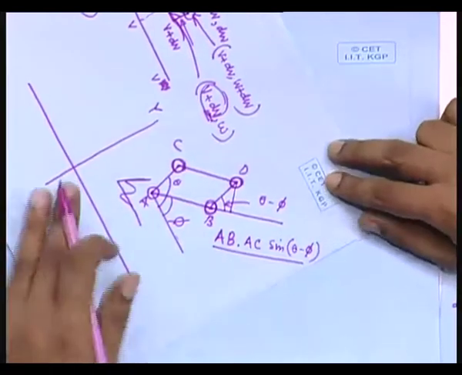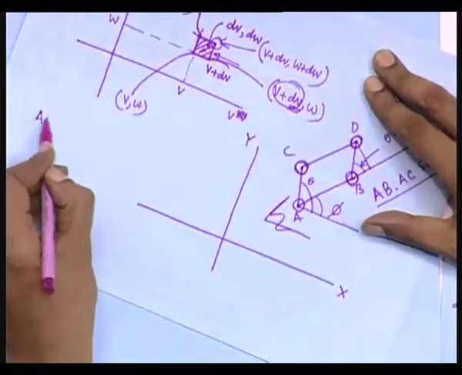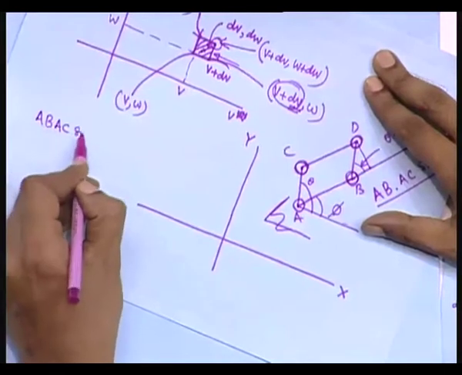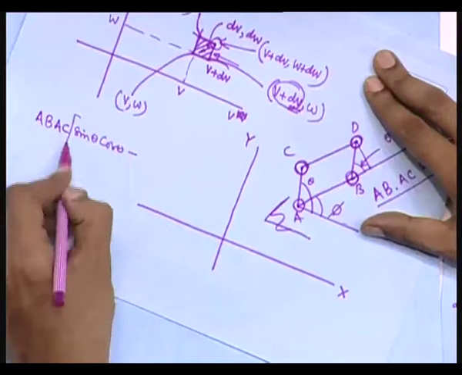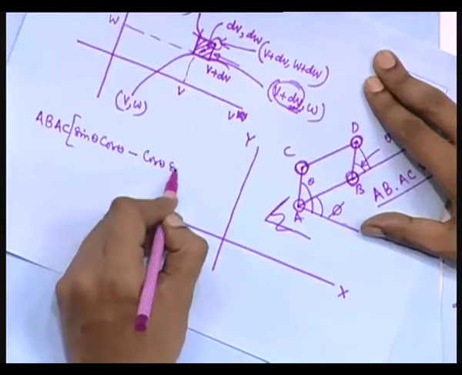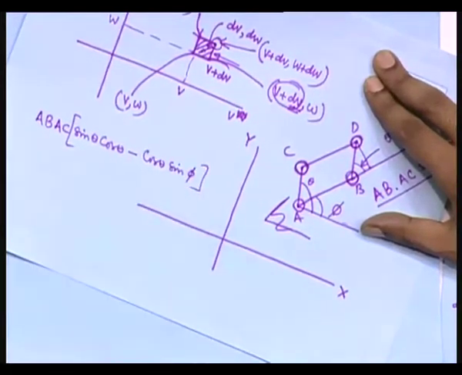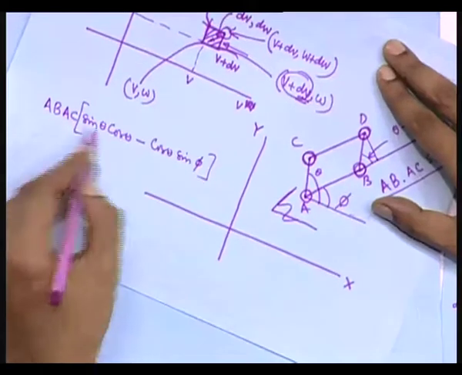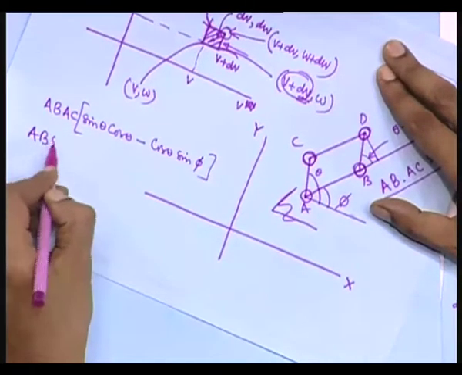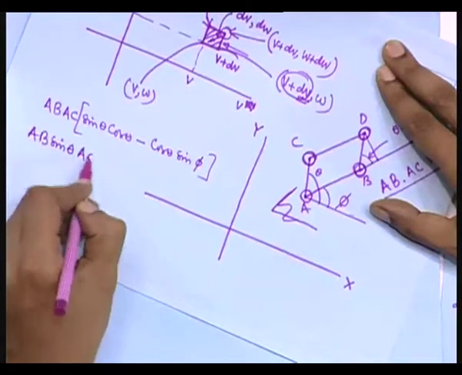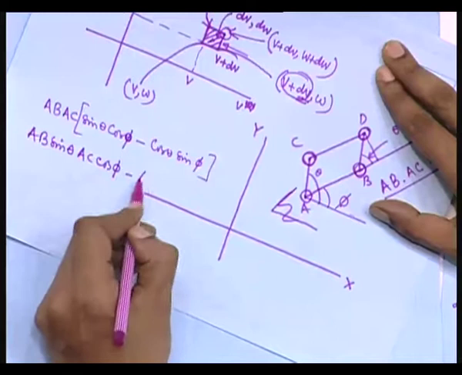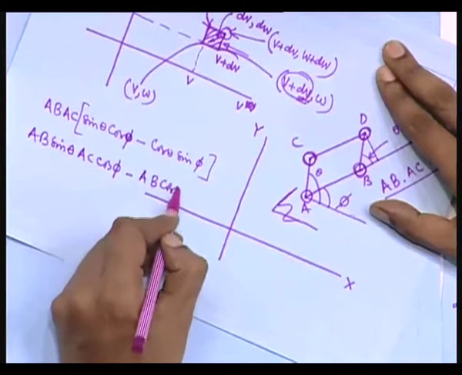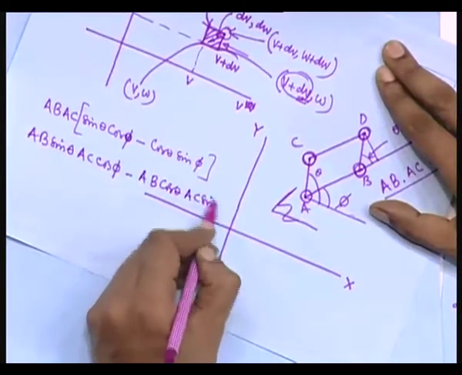Now sine of theta minus phi is what? It is AB into AC into (sine theta cos phi minus cos theta sin phi). So now you can say that it is AB sin theta into AC cos phi minus AB cos theta into AC sin phi. Like this you can proceed.